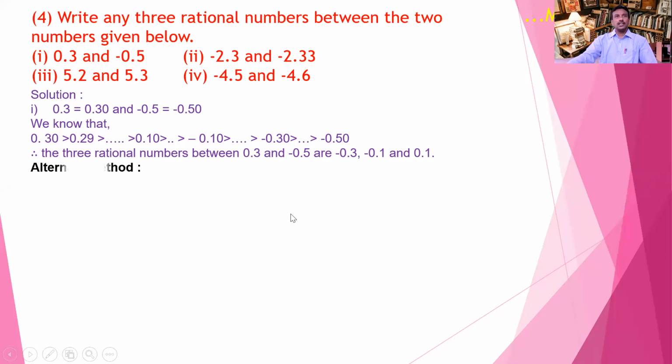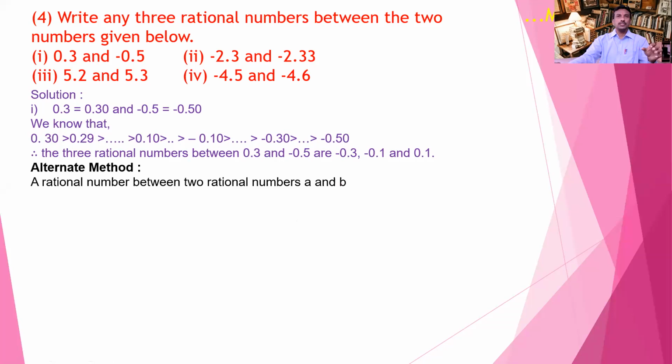Or there is another method. This is method 1. Now the alternate method for this is to find a rational number between 2 rational numbers A and B. Suppose A and B are 2 rational numbers. Now we have to find out the numbers in between A and B. And how can we find any 3 numbers in between A and B?